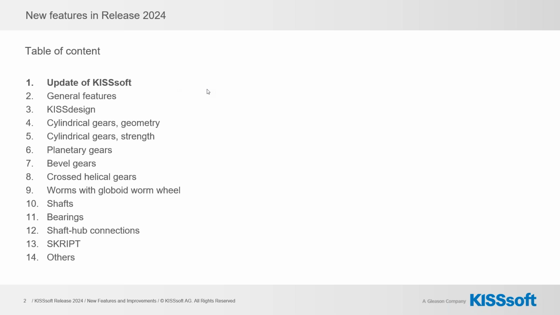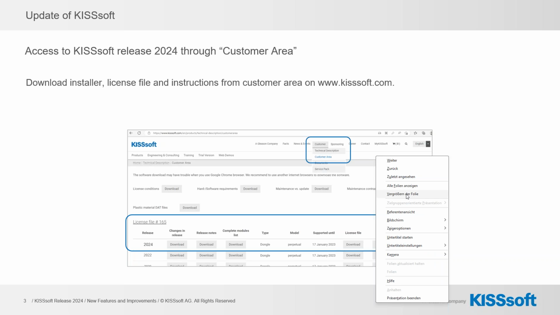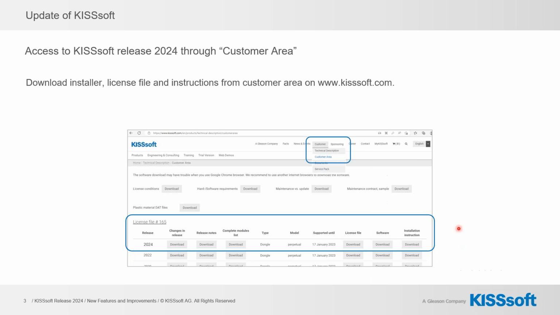I will start with how you can get the new release. You may know the My KISSsoft area on our homepage. If you log in to the My KISSsoft area, you will find the customer area, and within that customer area, you will find your license, and now you will find the new release available. On the right-hand side, there is the download for the license file and software.